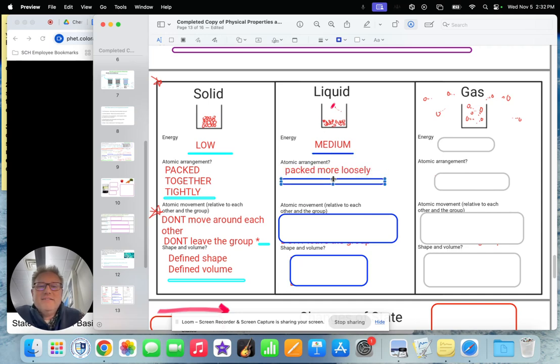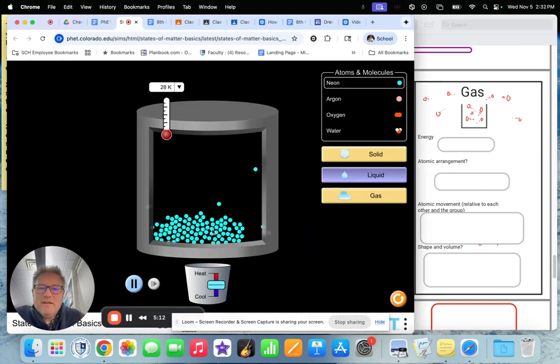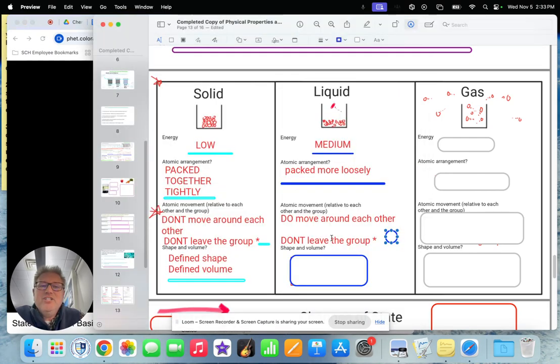In this case, they're packed more loosely, right? They're not packed together super tightly. They're packed a little bit more loosely. And because they're a little bit more loose, they can move in two different ways, right? They can move like this. They do move around each other. If we look over here, they're moving around each other, up and down and left and right. They're kind of moving around each other, but in general, they don't leave the group.